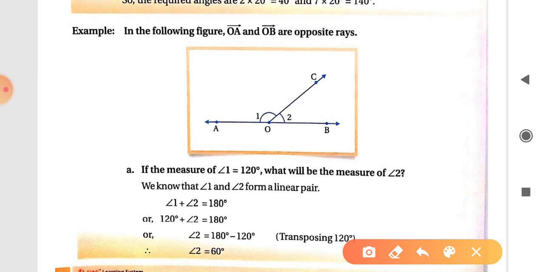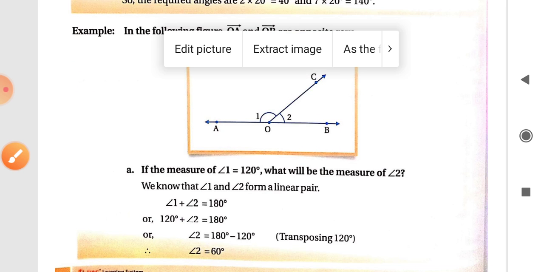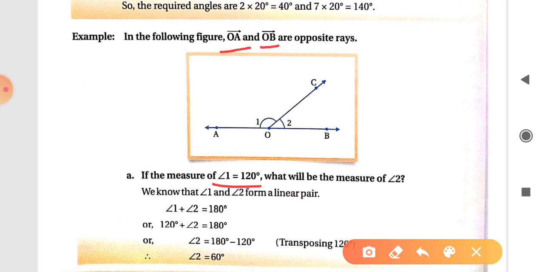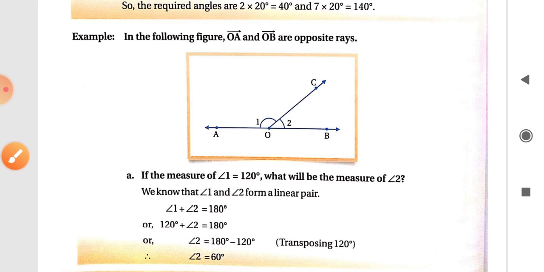In the next question, the figure is given: angle AOC and angle COB, they are angle 1 and angle 2. In the following figure, rays OA and OB are two opposite rays. If the measure of angle 1 is equal to 120 degrees, then what will be the measure of angle 2?